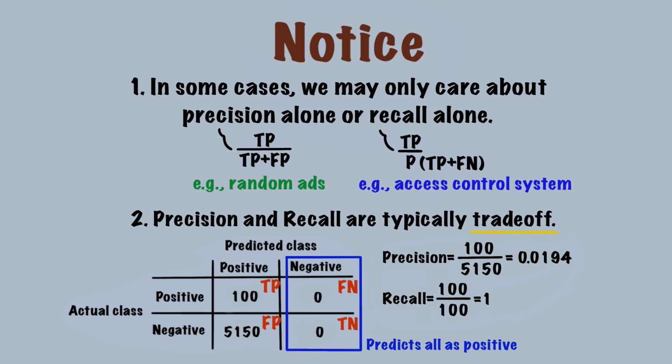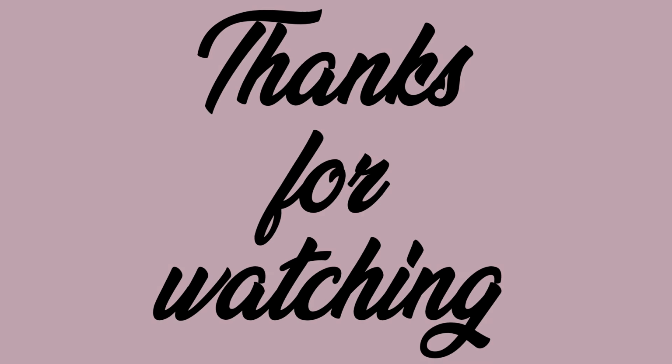If we only look at one measure, we might be fooled by the number. Consequently, except for the situation when we know we only care about one measure, we should always look at both measures to get a comprehensive idea of the performance of the model. Okay, that's the basic idea of precision and recall.